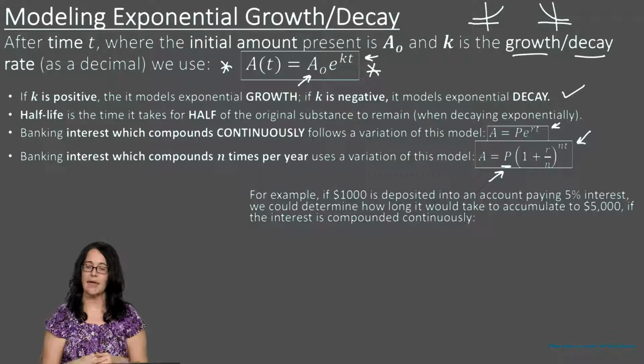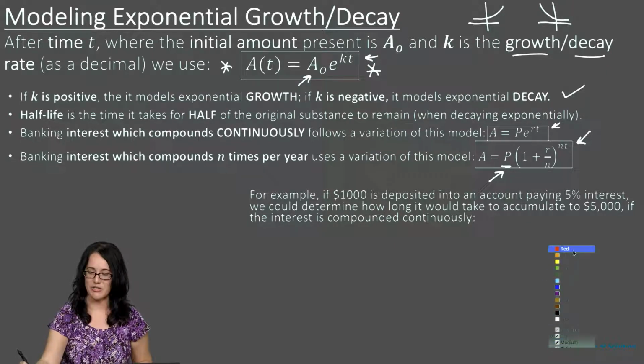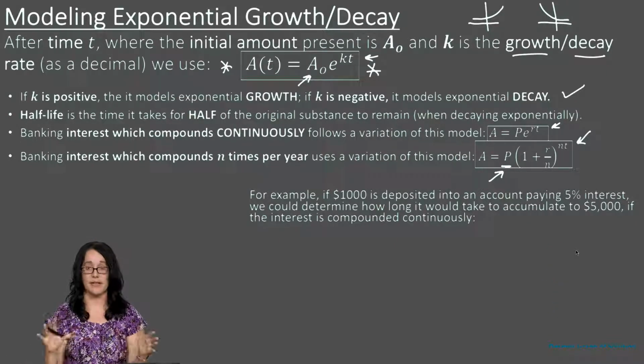All right, so let's see how we would apply one of these formulas to a real-life situation. It says, for example, if you had $1,000 to deposit into an account paying 5% interest, could we determine how long it would take to accumulate $5,000, assuming that interest is compounded continuously? Oh, so this is the nice case. My money is always growing. Okay. All right, so in this situation, I'm going to go through it carefully, and just a little tip for word problems.